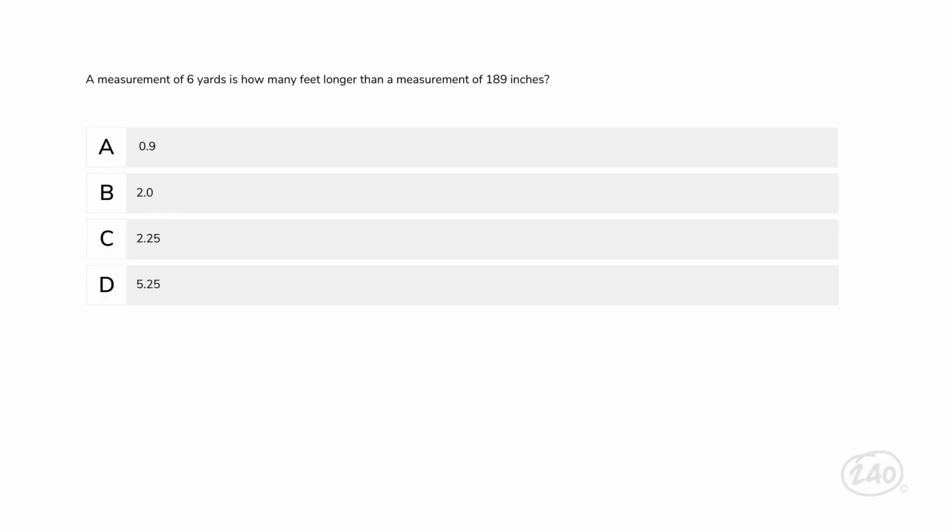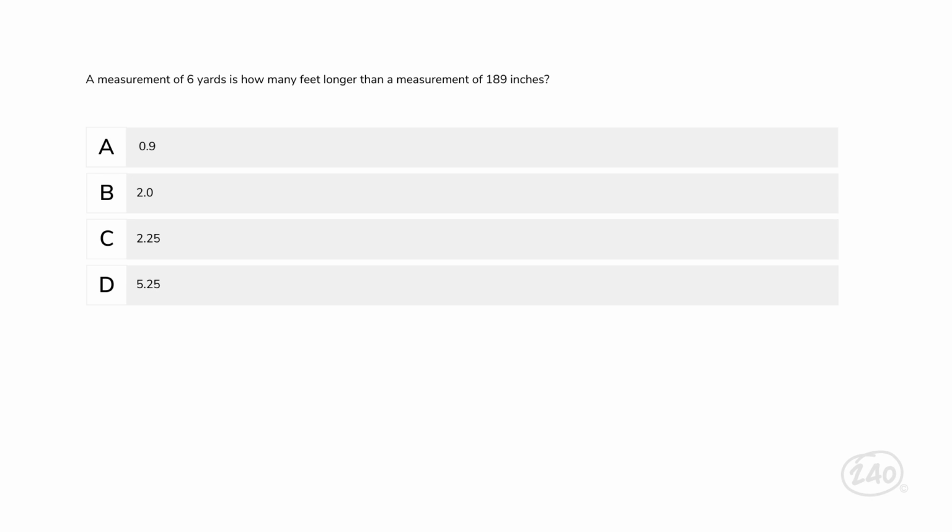Let's look at a geometry question next. This one is pretty different than the one we looked at before, but you'll need to know the properties of shapes to solve this one as well. A measurement of 6 yards is how many feet longer than a measurement of 189 inches?